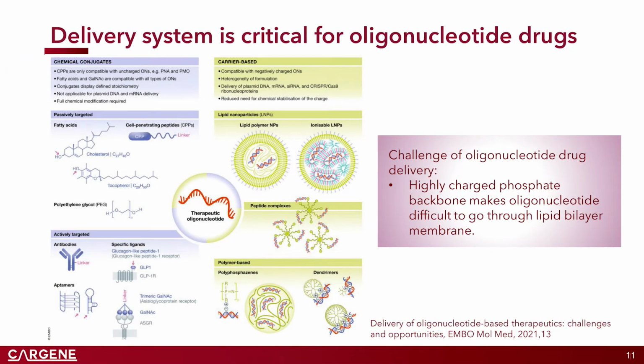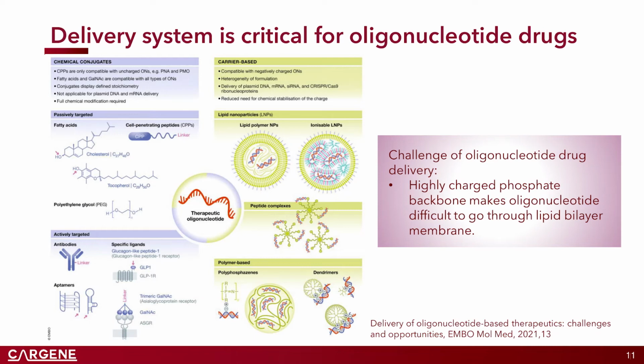And then coming to the next, which is actually a very challenging thing. It's the delivery system, which has been troubling the oligonucleotide drug industry for a very long time. So why is it very important? The key challenge, I think other speakers also mentioned a few challenges there. But the key challenge here is really that the oligonucleotide has a highly charged phosphate backbone and is also a very big molecule. It is very difficult to go through the lipid bilayer membrane.